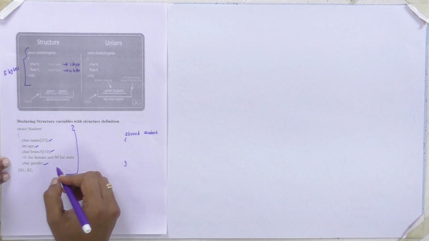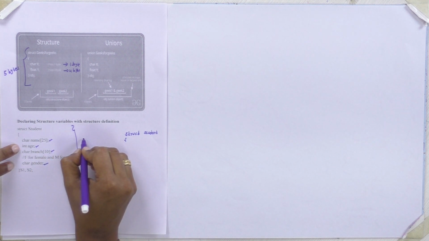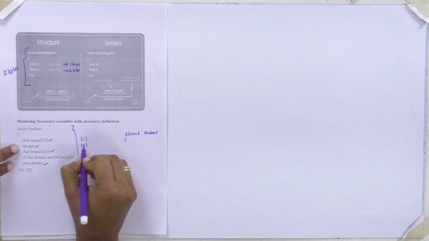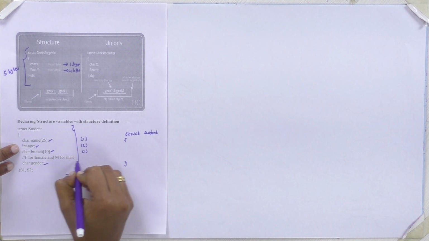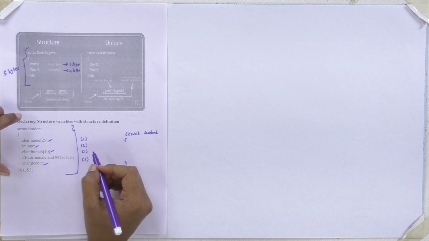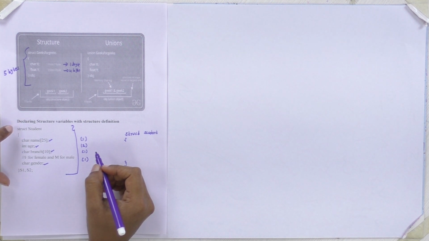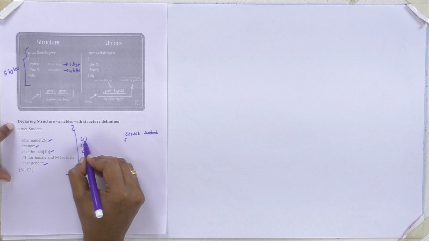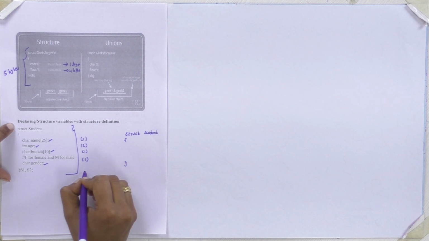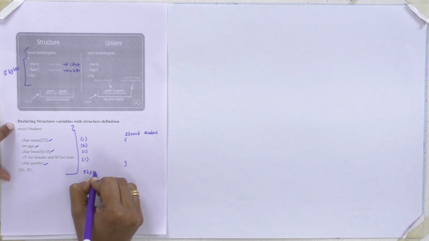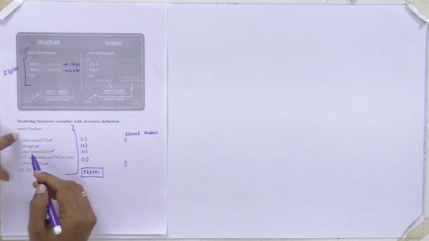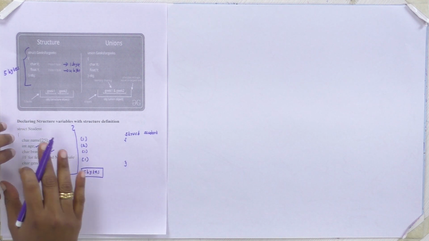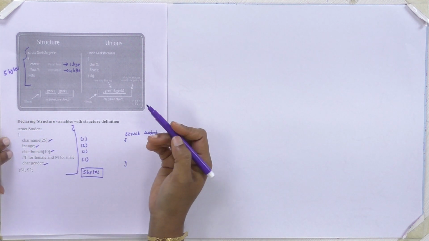Let me see this example. Here character takes 1 byte and integer takes 2 bytes, and again character 1 and again character 1. So this full structure will occupy memory of 2 plus 1, 3, 4, 5 bytes. So it occupies 5 bytes. The total number of bytes inside the structure will be the memory the structure occupies.